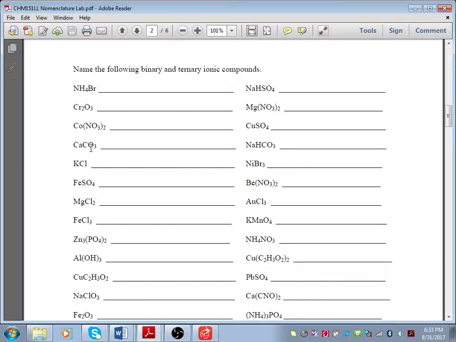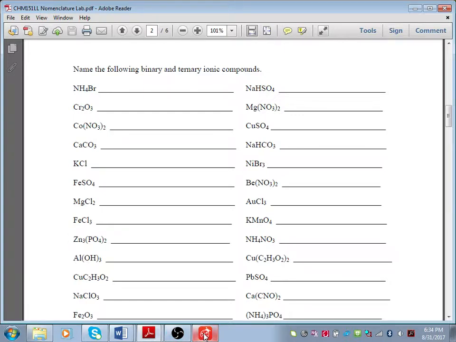How about the CaCO3? No. How about the KCl? No. How about the FeSO4? Yes. Need a Roman numeral there, so put a little star there, right? You guys are getting the idea here? MgCl2, do we need a Roman numeral? No. How about the FeCl3? Yes, we do. Okay, so put a little star next to the ones you need a Roman numeral for as you're going down. And now let's practice a couple of these, all right?